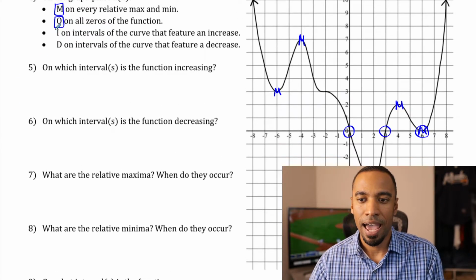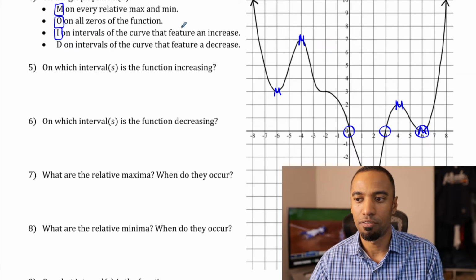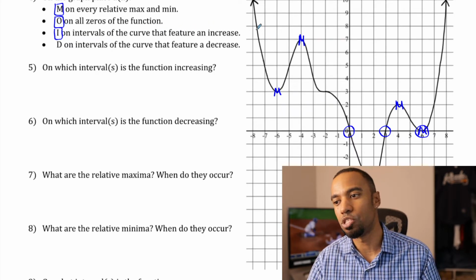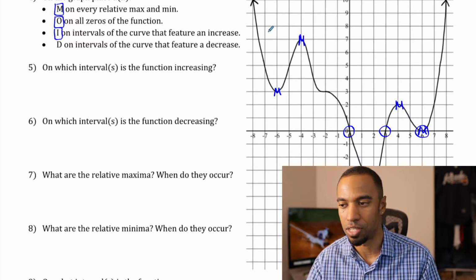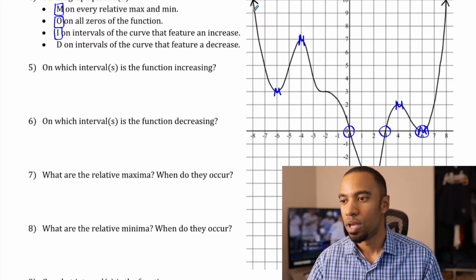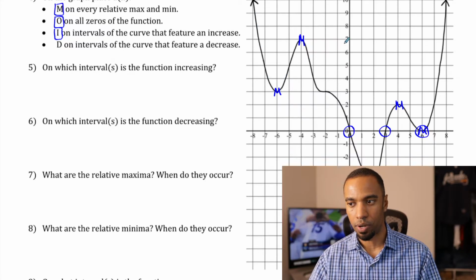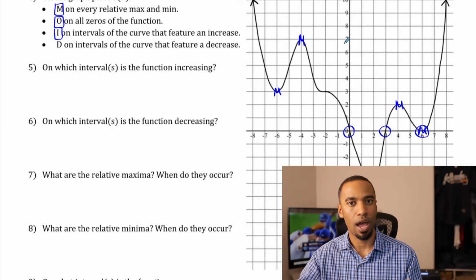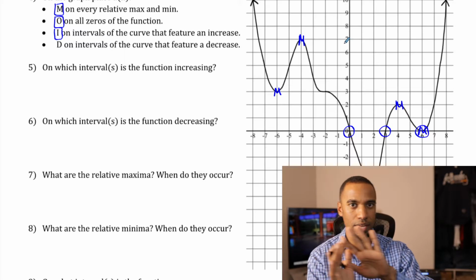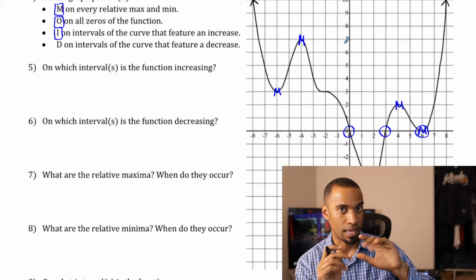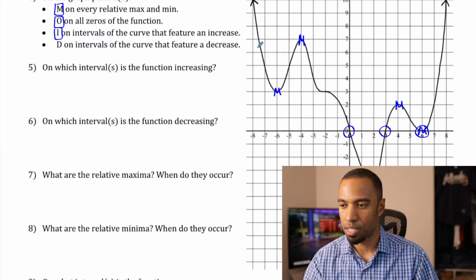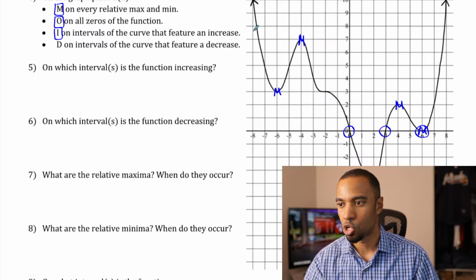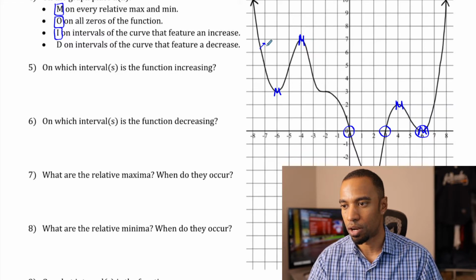Let's place I's on intervals of the curve that feature an increase. Now, for my students, I have literally written the word increase or the letters INC to indicate it. So this is not an increase, so this is a decrease. What we do is we look at the graph from left to right and say, is the graph going up or down at that time? On this particular interval, it's going down the entire time as we read left to right. So we are looking at a decrease right there. I'm going to put a D there.